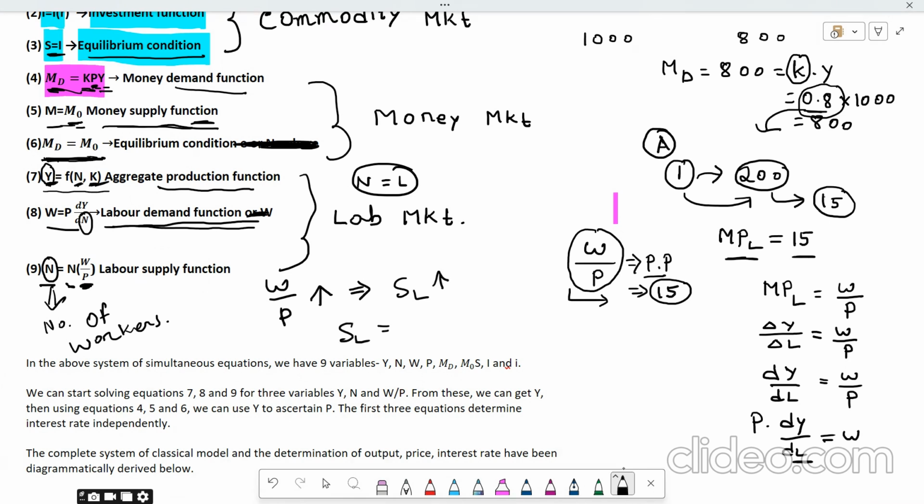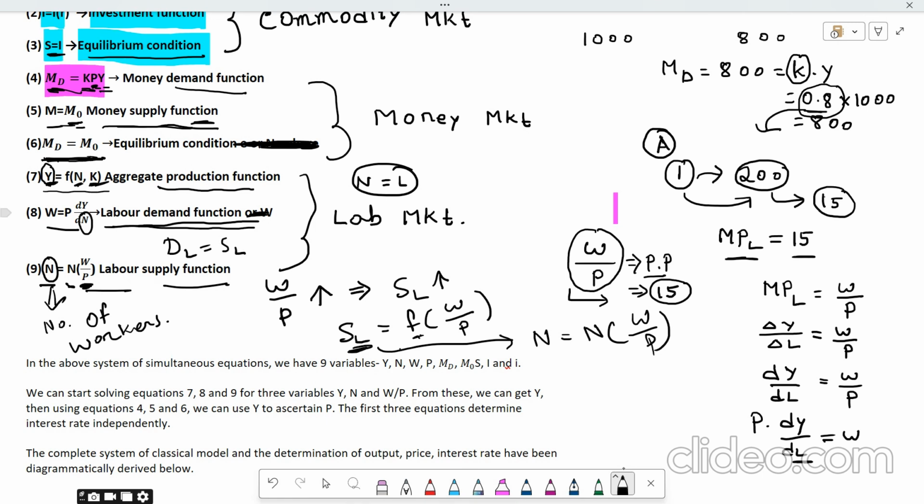Okay, so supply of labor is a function of what? A function of real wage. I can write it as S of L naught. I will write it as N. Supply of labor is denoted by SL, and in the place of function I can write it by N. N is a function of W by P. That is what is written here also as the labor supply function. And the labor market will be in equilibrium when the demand for labor and supply of labor are equal.